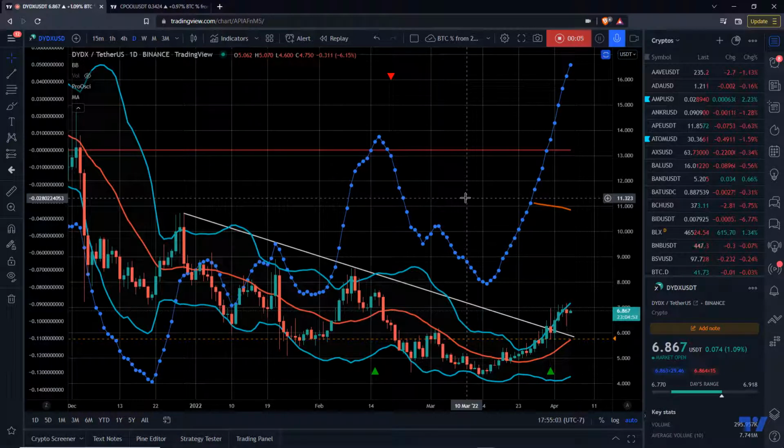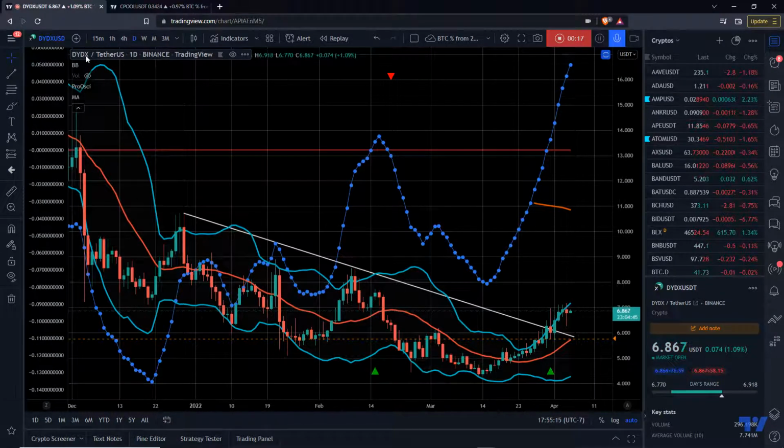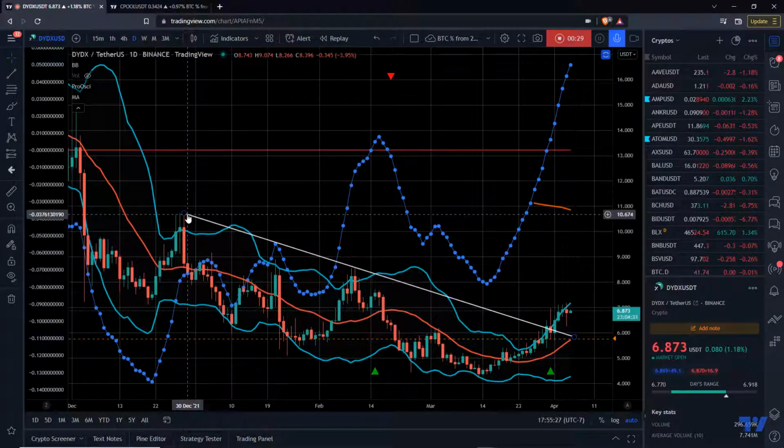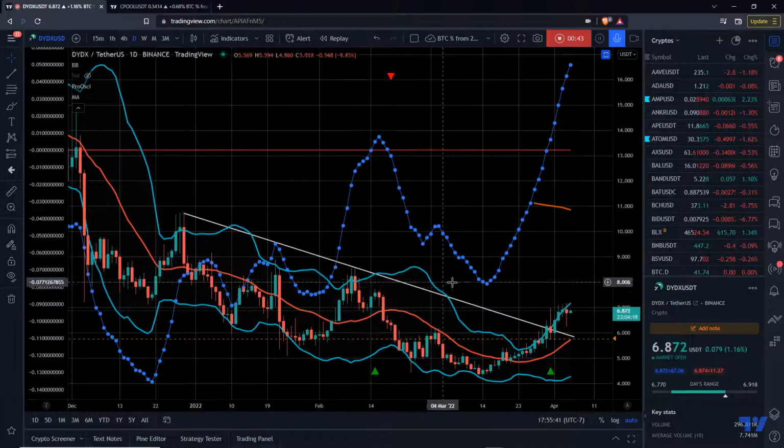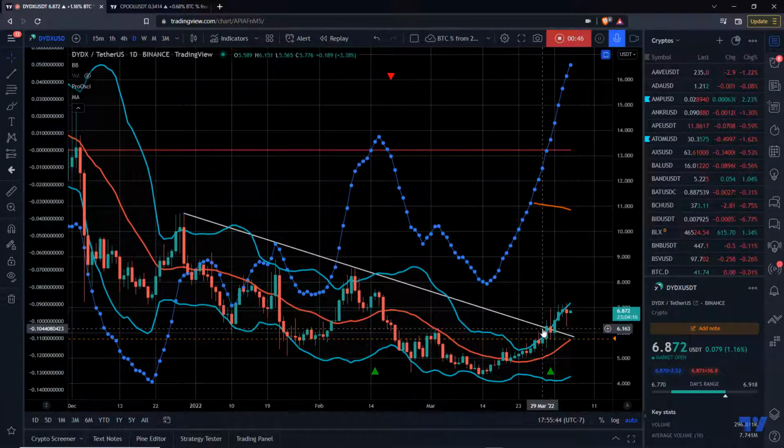Today is April 4th, and the chart that I wanted to talk about today, in addition to the earlier chart of AMP, is DYDX. For those of you that don't know, this is an exchange, and the coin's trading on Binance. The first thing I want to draw your attention to is this downtrend line going back to December 30th. You can see that there were 2 points on the line, I'm sorry, 2 candles that made the downtrend line. You see a third point here as well.